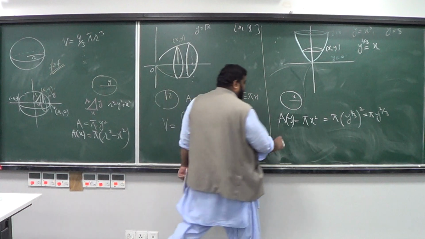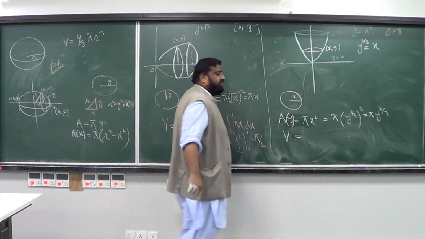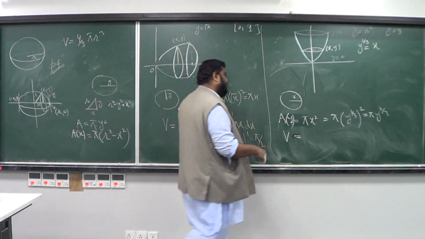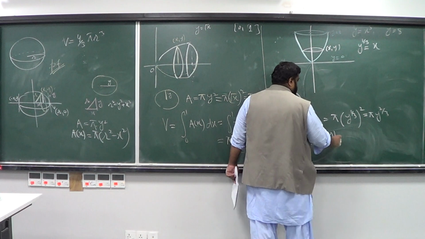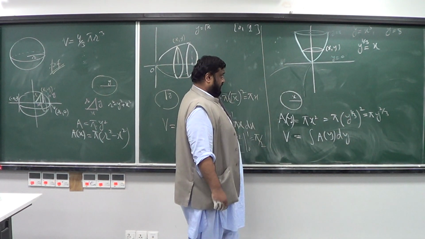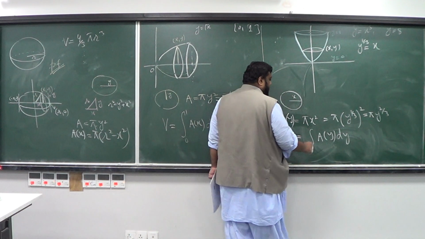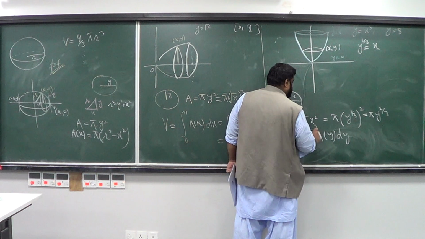So if you want to compute the volume of this bowl, what you need to do, you need to integrate the area as a function of y with respect to dy, okay, and from where to where? It starts from 0 and it goes up to 8.